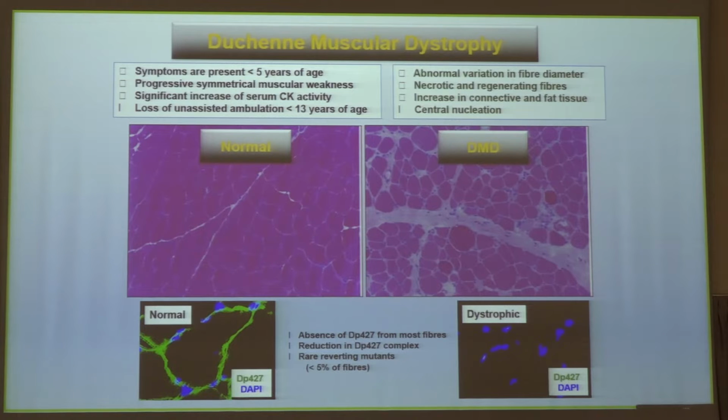Duchenne muscular dystrophy, or DMD, is caused by the almost complete loss of the membrane cytoskeletal protein dystrophin, and in particular the isoform DP427. So we can see the difference between normal muscle and dystrophic muscle. It's almost non-existent.